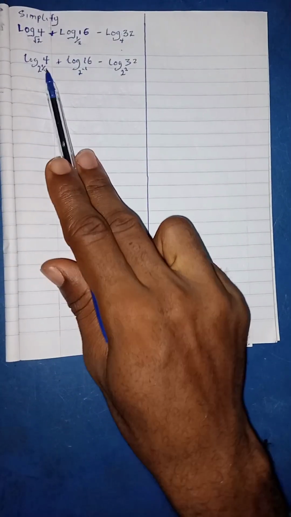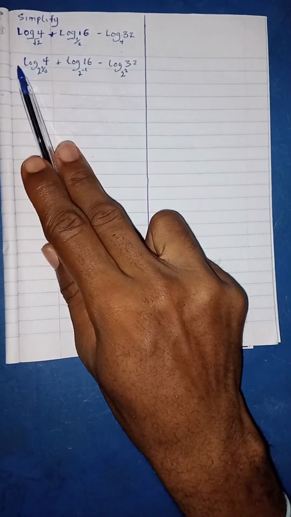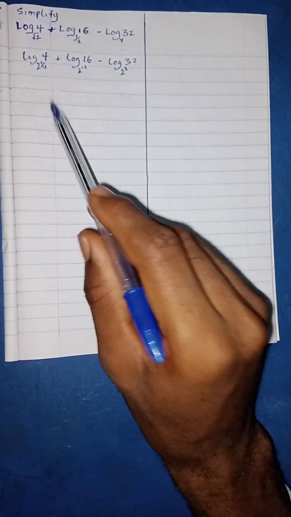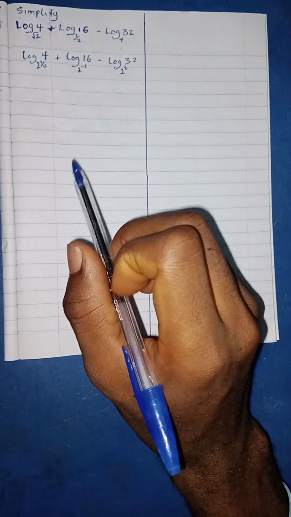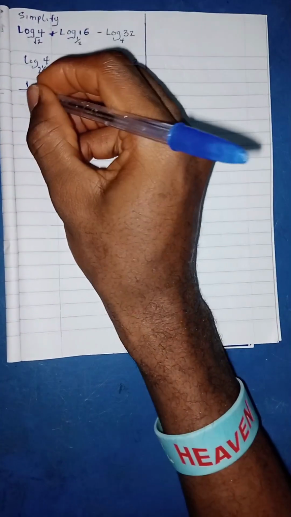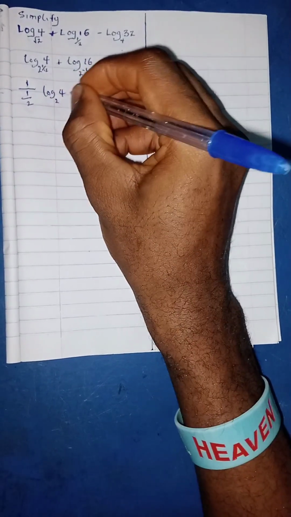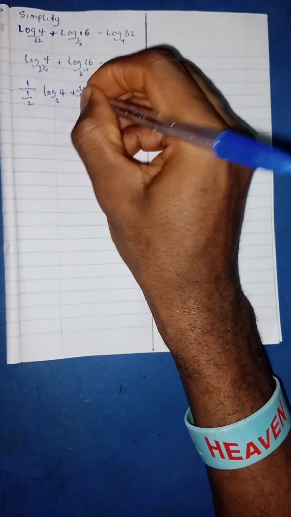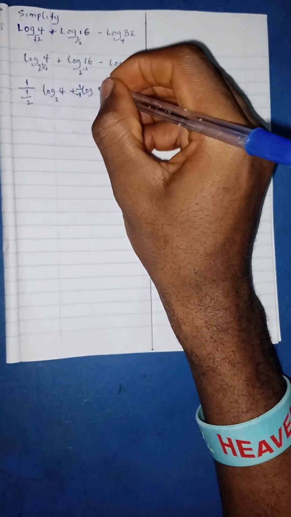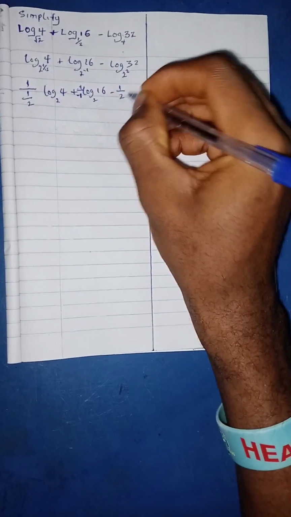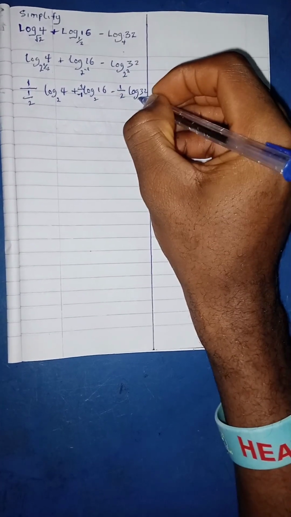So now we'll carry the powers to the front. Alright, carry it to the front of the log, and doing that, now we have to take the inverse of that power. Alright, so we're taking the inverse of the power of the base. So this is now 1 over 2 log 4 to the base 2 plus 1 over minus 1 log 16 to the base 2 minus the inverse of this 2, 1 over 2 log 32 base 2.